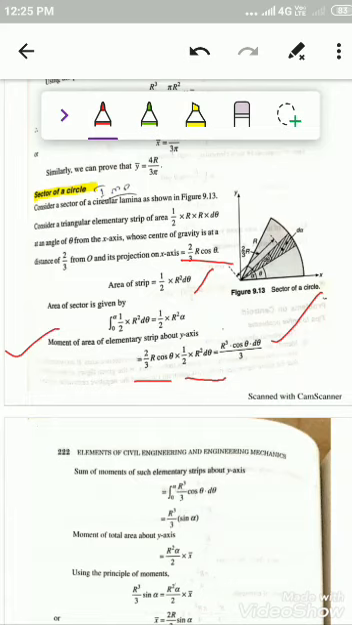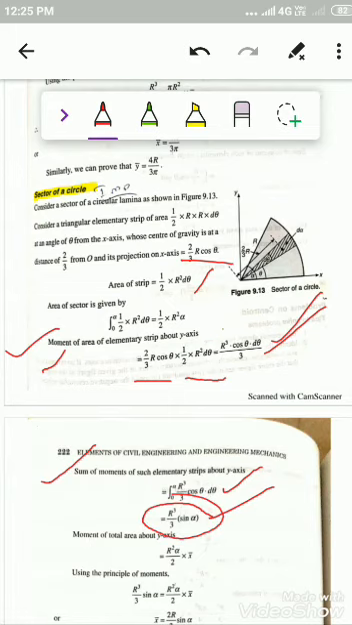Clear? This is the single strip we have considered, this equation. So if you have n number of strips in a sector of a circle, and you want to calculate the summation of moment due to all the strips, you have to integrate under the limits of 0 to alpha. Just integrate the equation under the limits of 0 to alpha, and you will get this equation. This is the moment of the summation of the elementary strips about the y-axis. Clear? Let us consider this as equation 1.